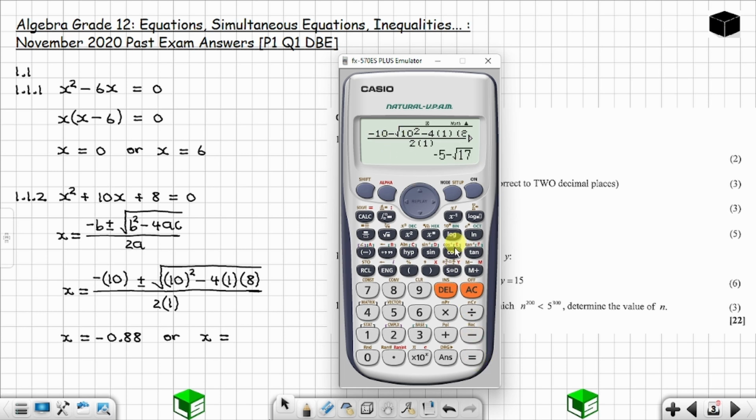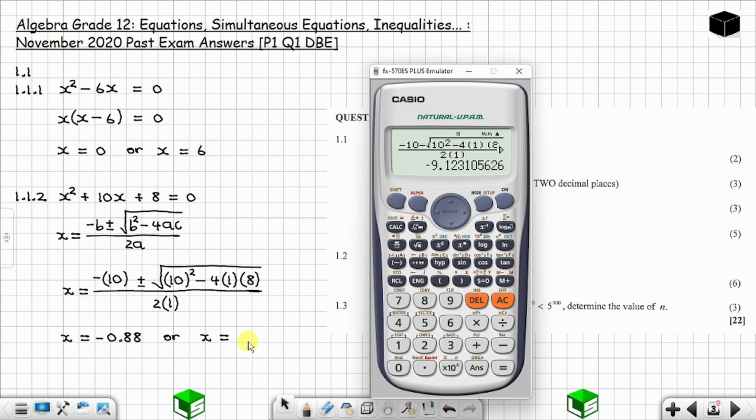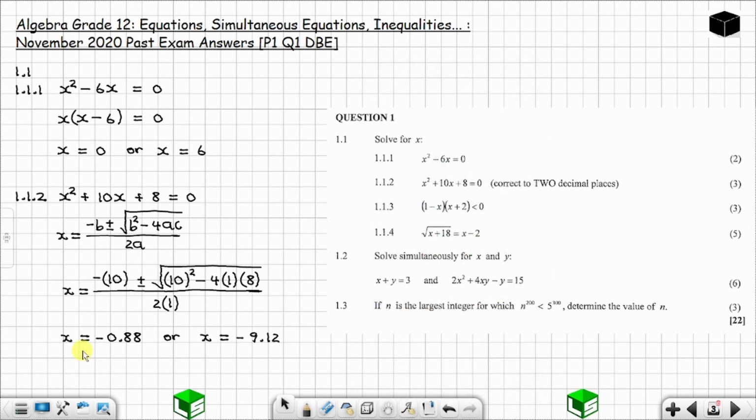And so the answer will be, you press this to get your answer in decimal. So the answer is negative 9.12. So correct to 2 decimal places, the answer is negative 9.12. So this is the answer for question 1.1.2, correct to 2 decimal places. And always make sure that you check your answers. And so let's move on to the next question.